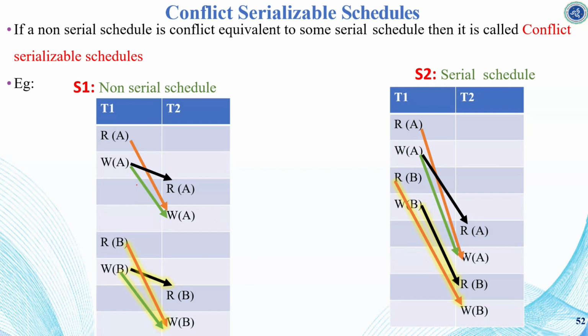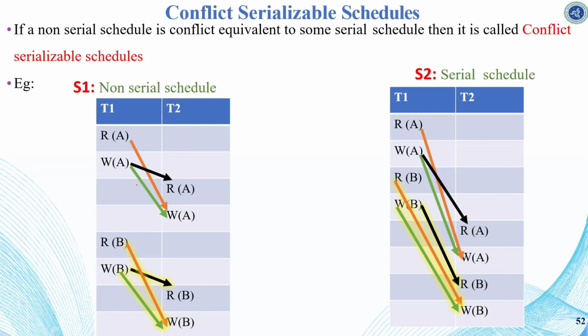There is another write of B and write of B coming here. Again, here write of A, sorry, write of B, write of B and write of B is coming here. So here we can conclude that the non-serial schedule S1 and the serial schedule S2 are conflict equivalent, and S1 is a conflict serializable schedule also. So here S1 is serializable.